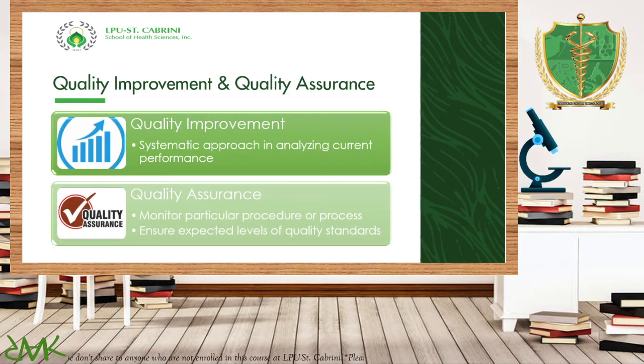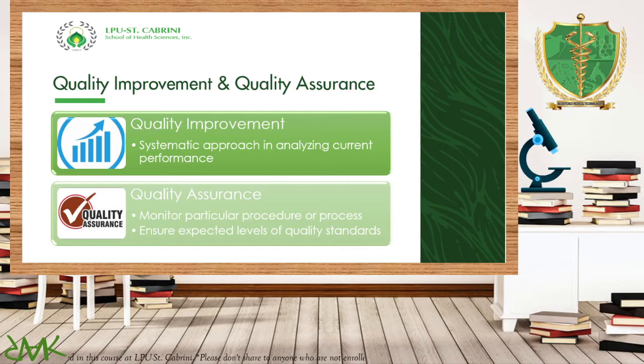Now, if we are going to differentiate quality improvement from quality assurance, quality improvement deals with the systematic approach in analyzing current performance. In other words, quality improvement is ensuring that the process and standards we are using are really the systematic approach to maintain quality in our laboratory. While quality assurance is the process that monitors the particular procedures or processes. Now, we are assuring that what we are doing is really in a state of quality.